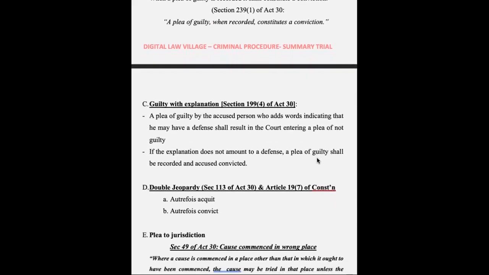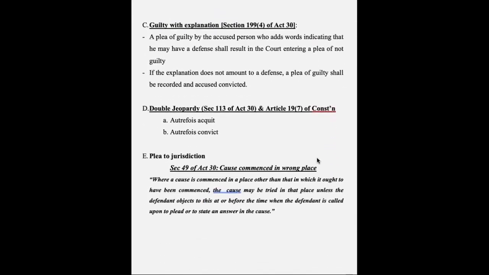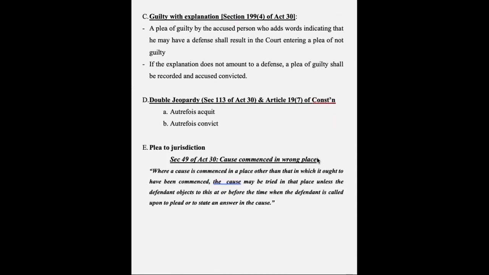When the plea of guilt is recorded, section 239, it shall constitute a conviction. What if the accused pleads guilty with explanation? We shall listen to the explanation and see whether it is consistent with the plea of guilty or not. If it's consistent with the plea of guilty, the court shall record it as such. But if it is not consistent, then the court will also record it as such.